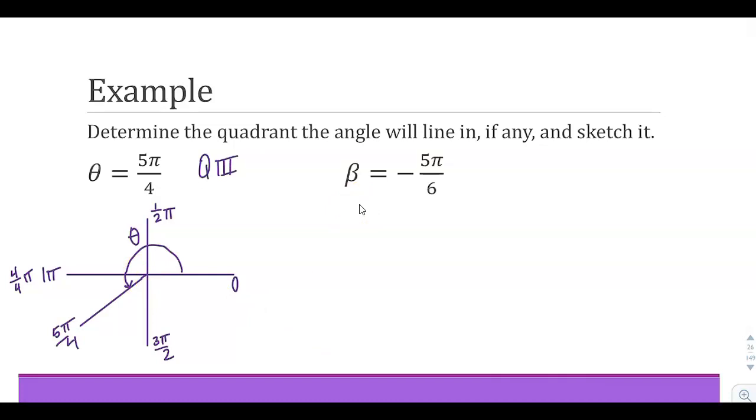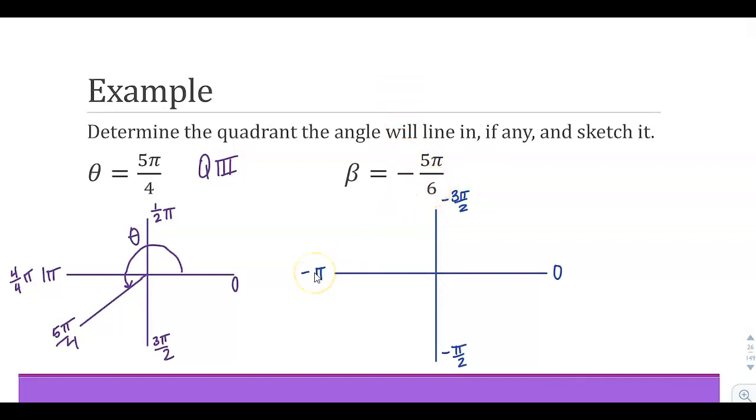And now for beta. So beta is negative 5 pi over 6. So remember, negative means that I travel in a clockwise direction. So we'll go ahead and again start to label our quadrantal angles. So I'm going to start at 0. I'm going to travel in a clockwise direction. I'm going to label this as negative pi over 2, or negative 1/2 pi, and then negative pi, negative 3 pi over 2. So here, I want to think about everything broken up in sixths.